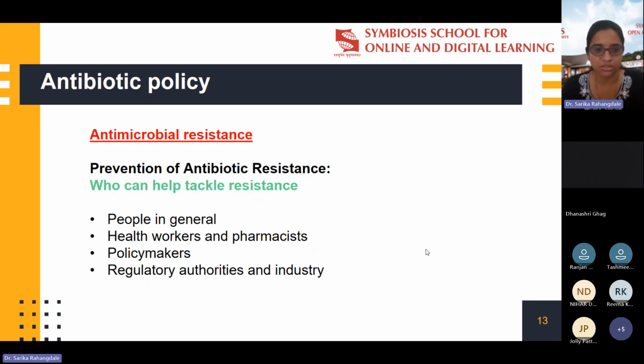Yes, policymakers and the regulatory authorities and the industries can really make a difference by minimizing the selling of such drugs over the counter. We have to ask in your hospital whether they have an antimicrobial policy or not, and what is written in that policy, like how it is to be done.